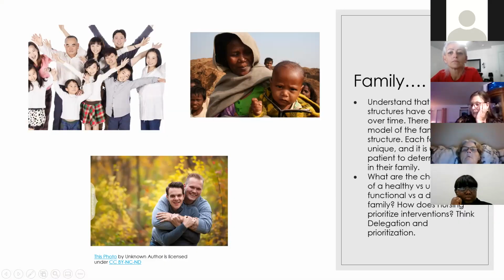So if you look at the photo up here in the corner, that's a huge family. We don't know who's who, but that's who they include as family. Okay, so when we think about family, know that there's no right model. Each family is going to be unique. So I want you guys to tell me, you can either shout it out or put it in the chat. What are some characteristics of a healthy family?